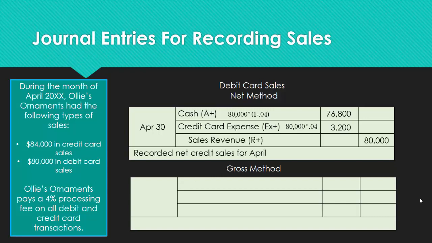This is to record their net credit sales for April. Under the gross method, again, we don't worry ourselves with the credit card expense until we actually have to pay it. So to record it this way would just be cash of $80,000 over sales revenue of $80,000 to record our gross credit sales for April.